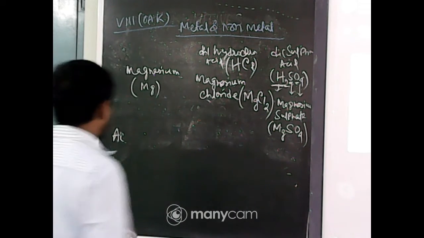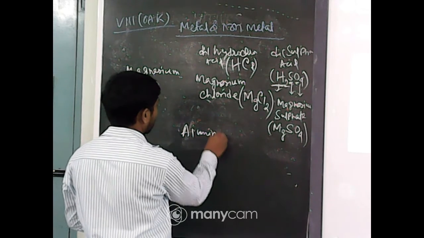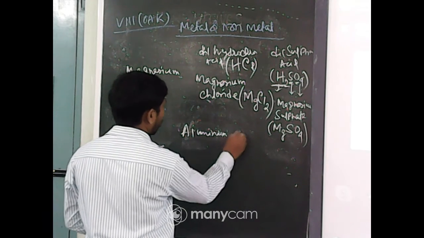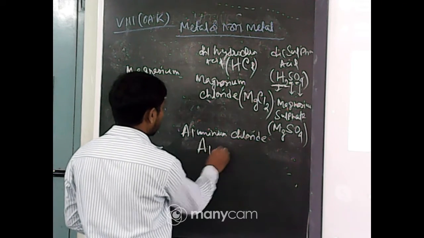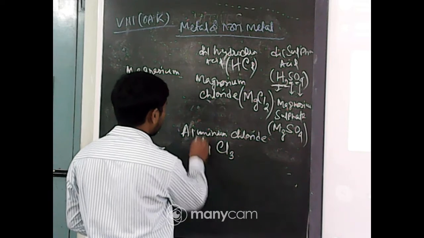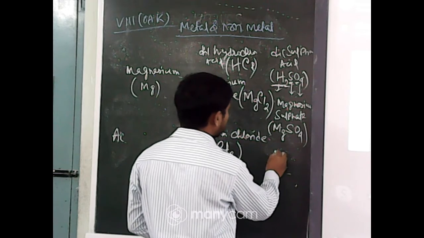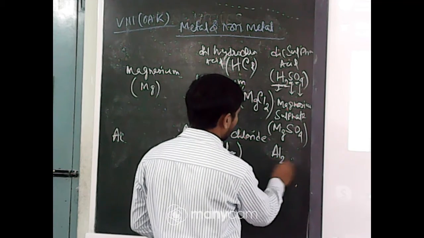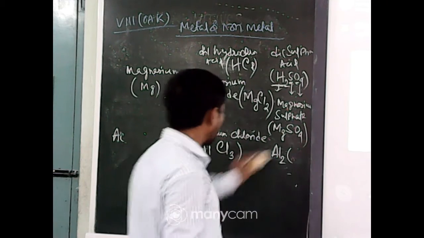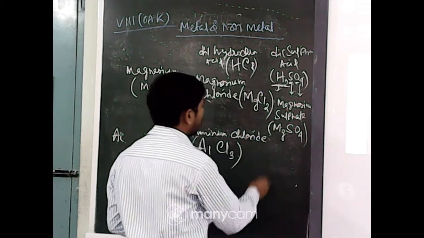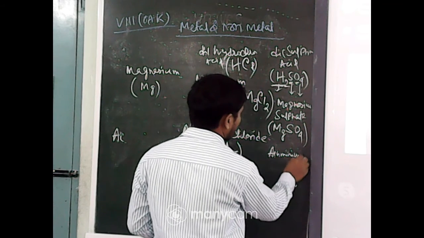So in broad perspective we may write it is aluminium chloride, AlCl3, and for this it is aluminium sulfate. Okay, first write down the name of this formula. Aluminium sulfate.